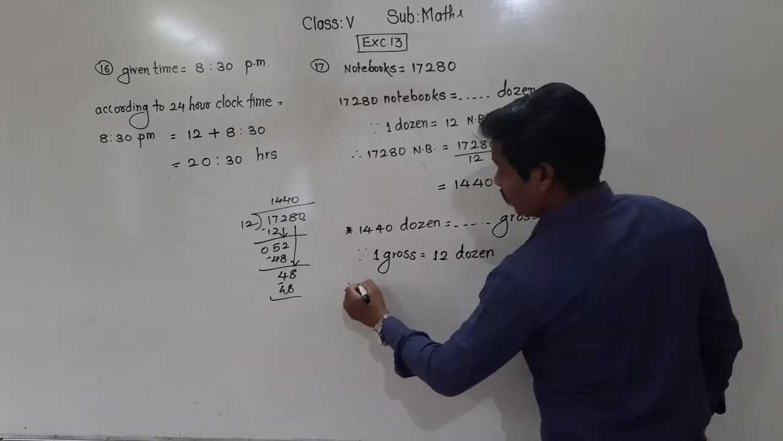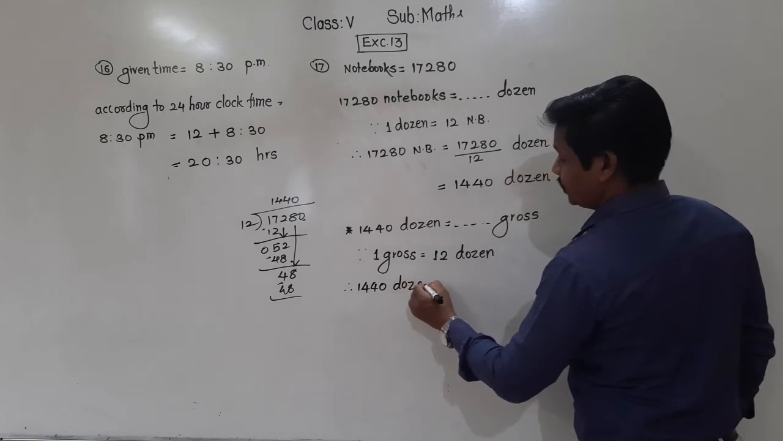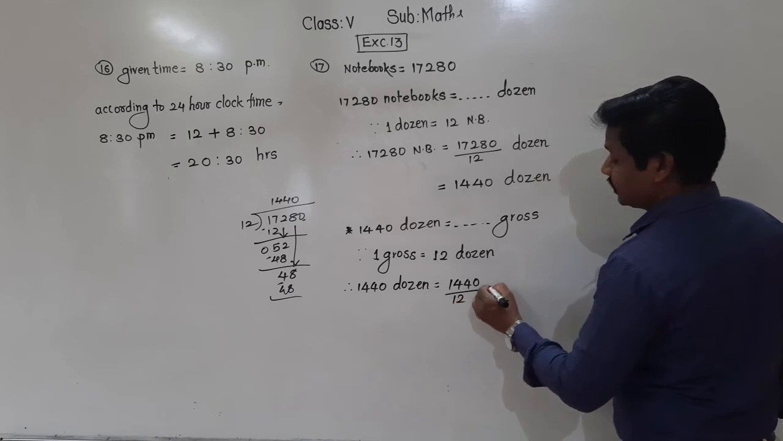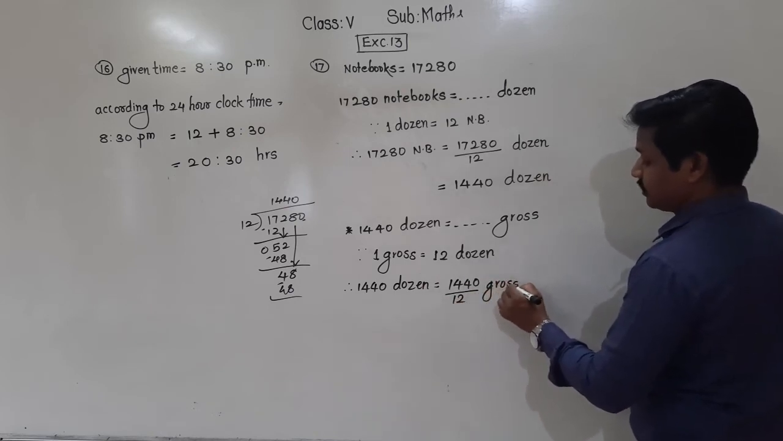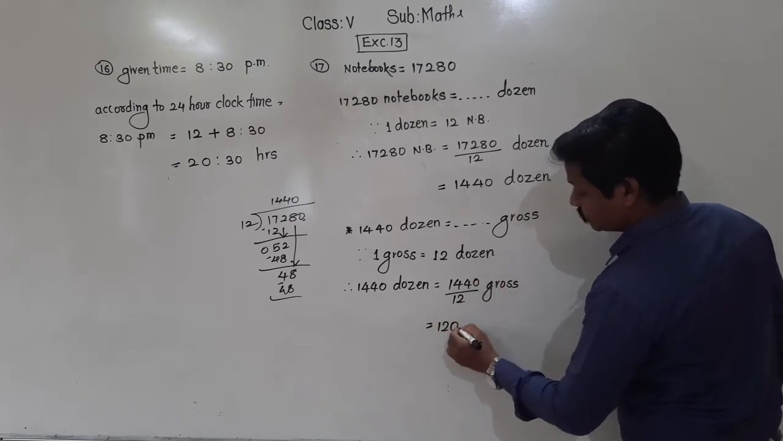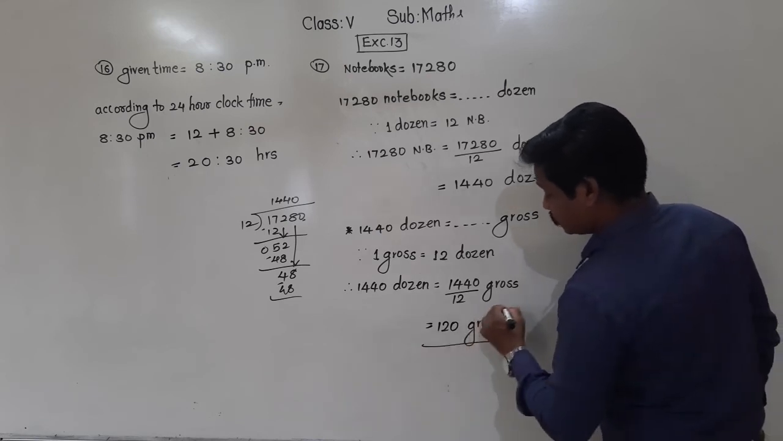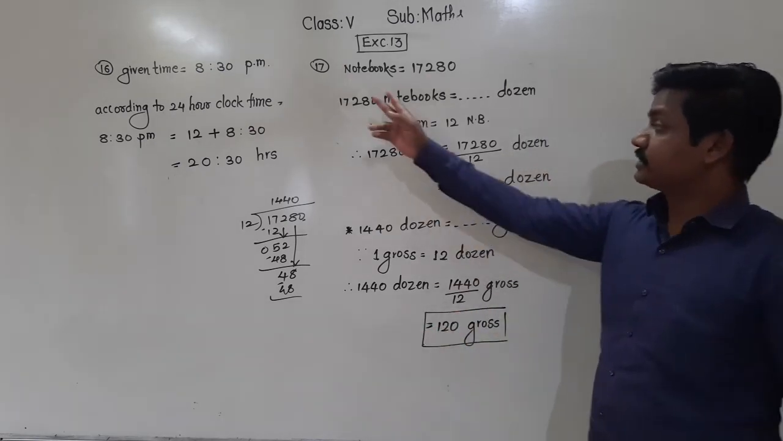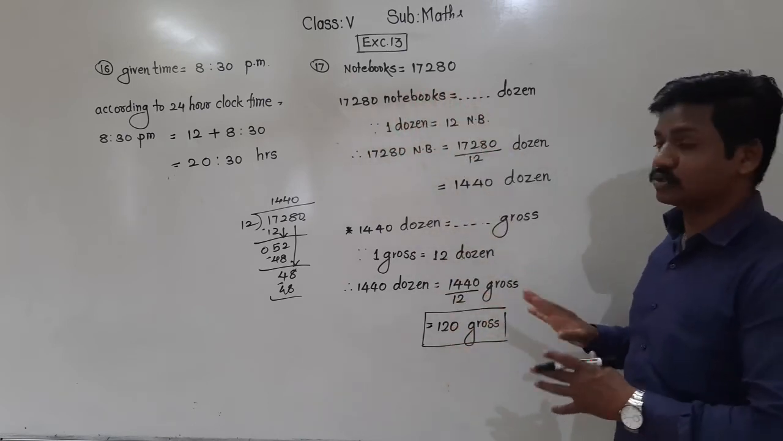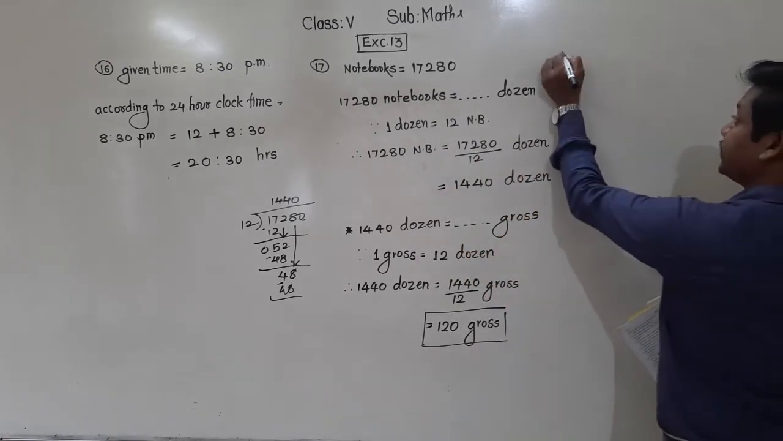So 1,440 dozen is equal to how many gross? 1,440 divided by 12 gross. So you know 12 12s are 144 and zeros are 0. 120 gross. So it is exactly 17,280 notebooks is equal to exactly 120 gross notebooks. Understood? Then question number 18.